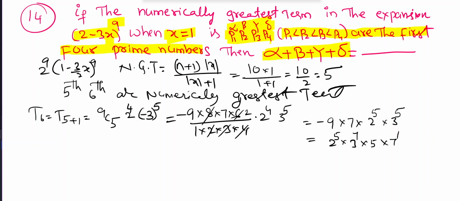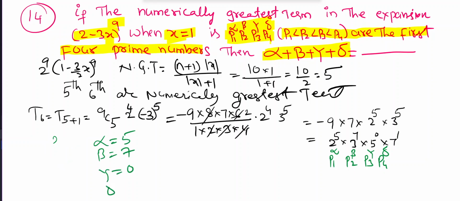This is multiplied by 5 power 0, because here p1, p2, p3, p4 are given as the first 4 prime numbers. These 2, 3, 5, 7 are the first prime numbers. Here alpha is given by equating with p1 power alpha, p2 power beta, p3 power gamma and p4 power delta. From this, alpha is equal to 5, beta is equal to 7, gamma is equal to 0 and delta is equal to 1.